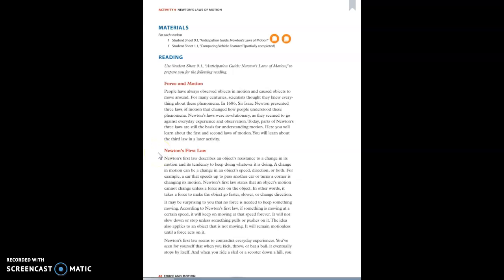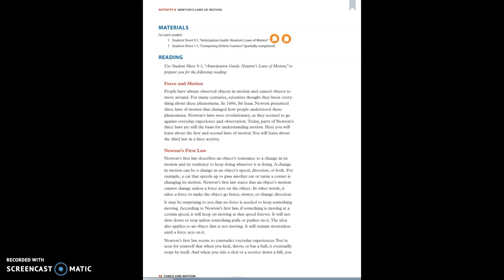Newton's first law. Newton's first law describes an object's resistance to a change in its motion and its tendency to keep doing whatever it's doing. A change in motion can be a change in an object's speed, direction, or both. For example, a car that speeds up to pass another car or turns a corner is changing its motion. Newton's first law states that an object's motion cannot change unless a force acts on the object. In other words, it takes a force to make the object go faster, slower, or change direction.